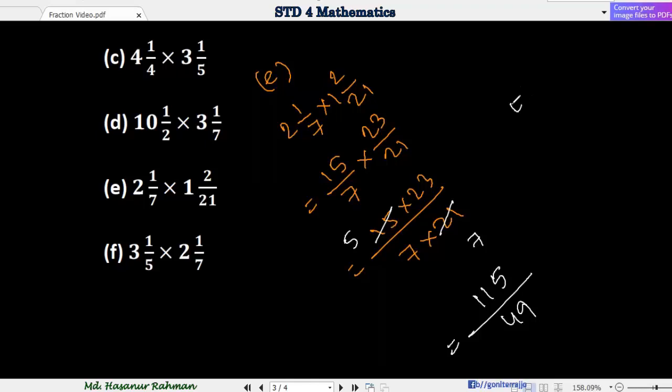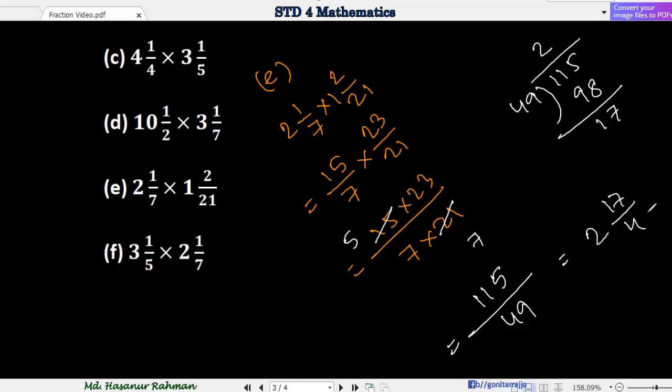Now we have to find out the mixed number. So how can we find out? So 49 multiplied by 2, that is 98. So if we subtract, then we'll get 17. So remainder will be 17, and the answer should be 2 whole 17 by 49.